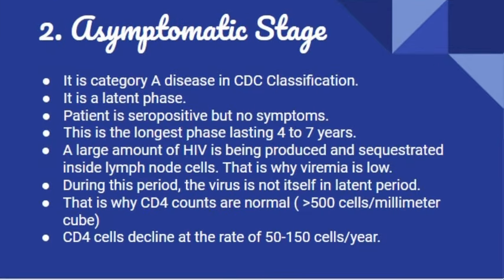Second stage is the asymptomatic stage. It is category A disease in CDC classification. It is a latent phase of disease. Patient is seropositive, but there are no symptoms. This is the longest phase, lasting 4 to 7 years. A large amount of HIV is being produced and sequestrated inside the lymph node cells. That is why viremia is low.